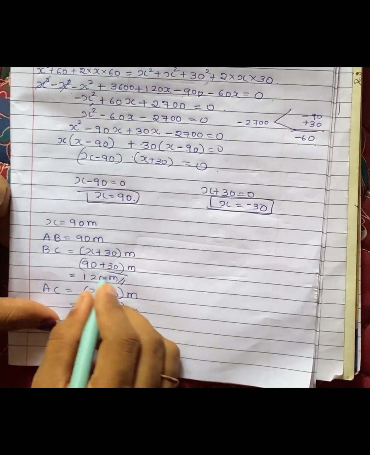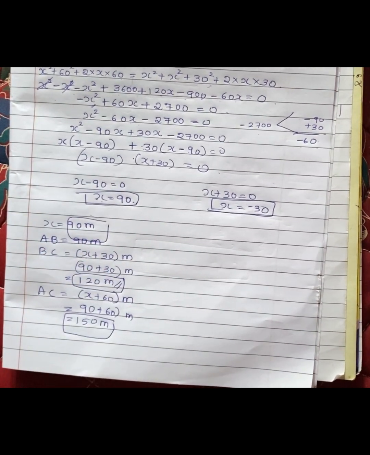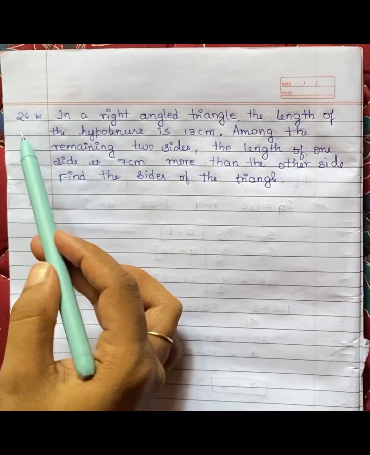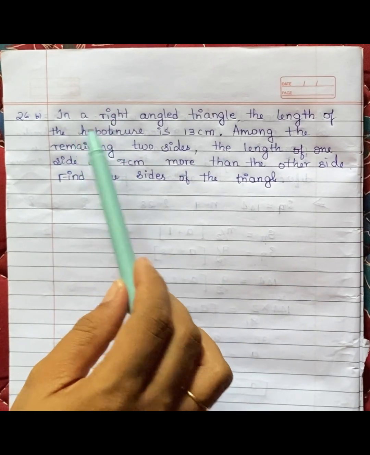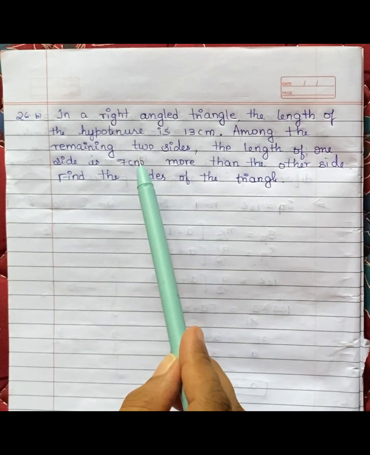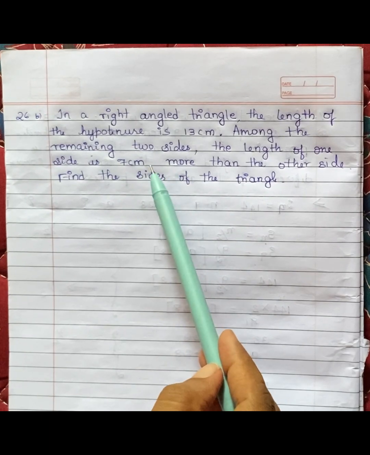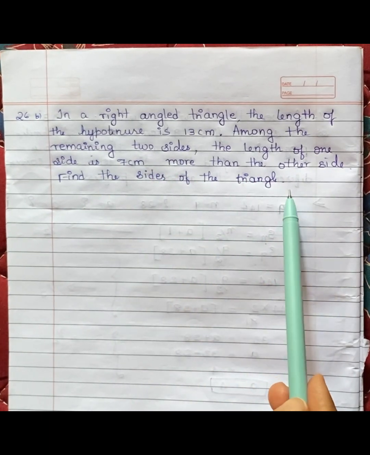Okay, so we found the three values. Now 26b, the question is: in a right angle triangle, the length of the hypotenuse is 13 centimeter. Among the remaining two sides, the length of one side is 7 centimeter more than the other side. Find the sides of the triangle.